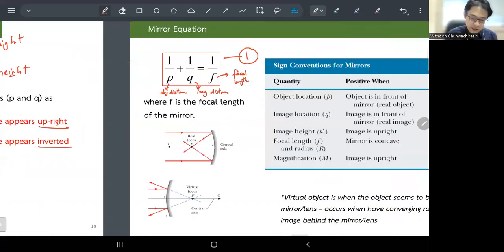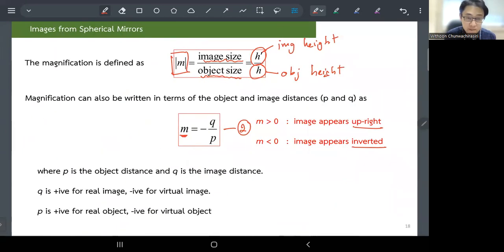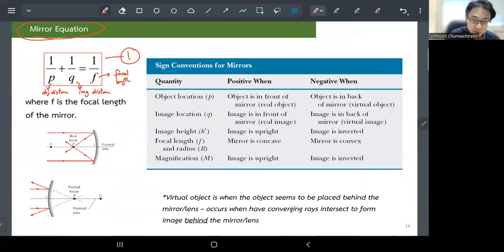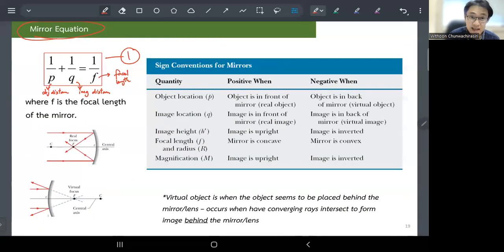All right, so the first equation, we call this the mirror equation. Very simple to use: 1 over P plus 1 over Q equals 1 over F. And the second equation is the magnification equation that comes with the sign in the front, allowing you to get the final answer. Now, the most difficult thing about this is what? To use either one of these equations, the P and the Q have to have a sign. The complication is just at this point.